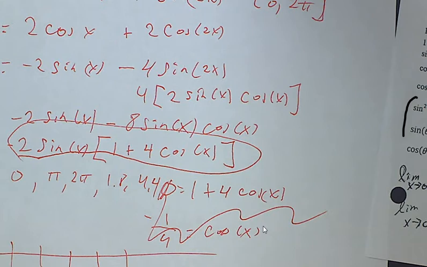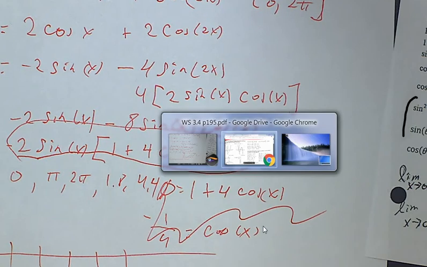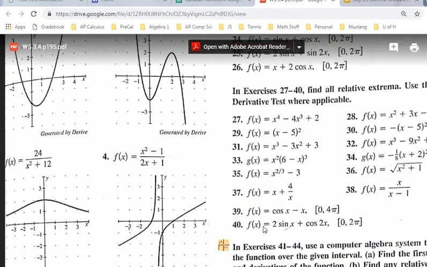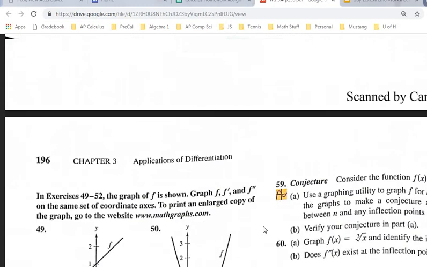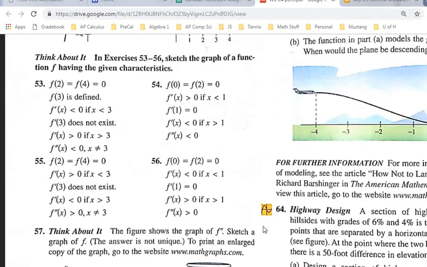Can you show how to do one of the graphs? Which one are you on? Maybe 53. 54? Okay. All right, 54.